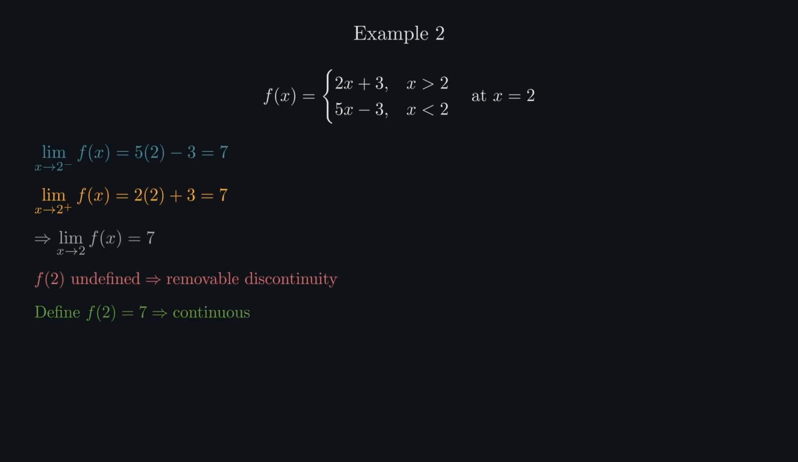In the second example, we study a piecewise function at x equals 2. We have f of x equals 2x plus 3 when x is greater than 2, and 5x minus 3 when x is less than 2. We are required to determine the continuity of the function at x equals 2.